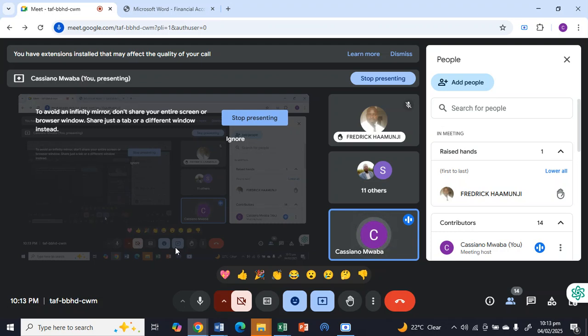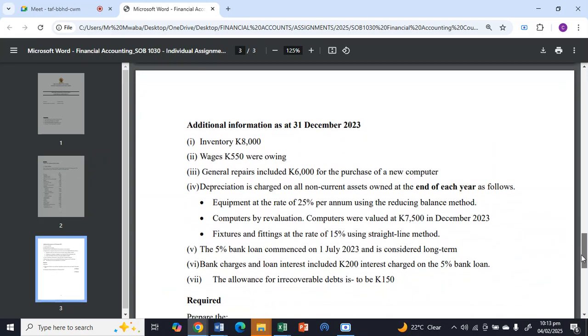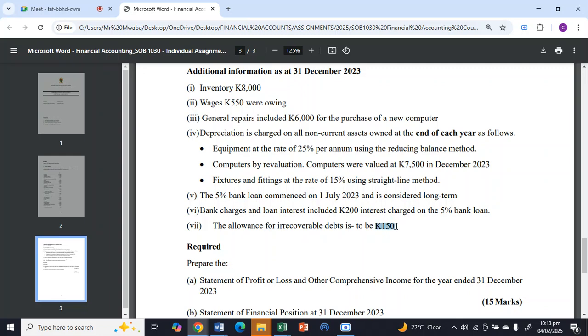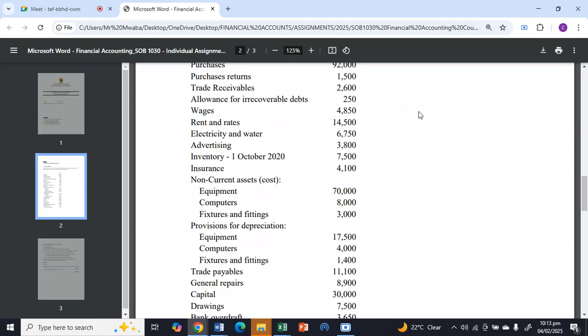So that 100 kwacha gain, you're going to add it to the gross profit. And then this 150 kwacha, which you're expecting that you might not get at the end of the year, you subtract it from the receivables amount. You subtract 150 from this 2,600 in the balance sheet. Any questions?